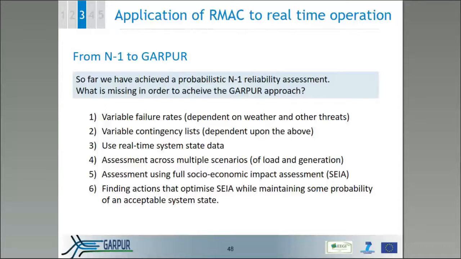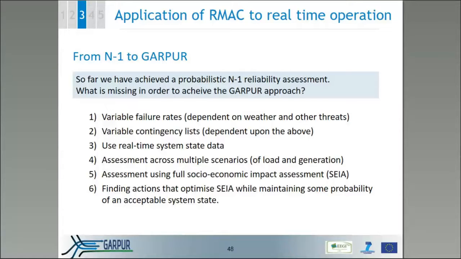So if we wish to move from n-1 to GARPUR, in addition to the additional tools and calculations that I've just gone through, we also need to include some variable failure rate models, so models that depend on weather and other threats, as well as the vulnerabilities of grid components. And from this, we need to develop some variable contingency lists, which are based on a contingency discarding tool that I think Louis will cover later. We also need to use real-time system state data and real-time weather data if we wish to use these models in an operational context. And we also need to take into account any unexpected scenarios, so changes in intermittent generation or changes in load.